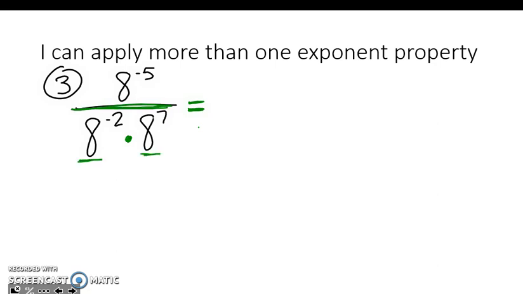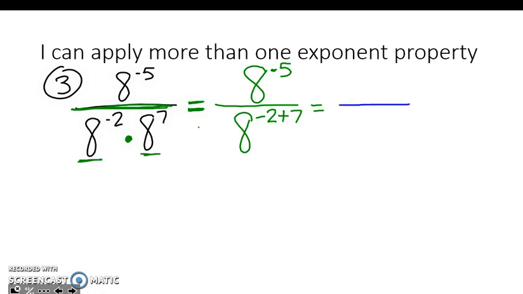And guys, the product rule is first, which means if they're being multiplied and only these bottom two 8s are being multiplied and they have the same base, can we add? So we're going to keep the base the same, take -2 plus 7, and bring over the -5 over here. Okay, so we get 8 to the 5th and 8 to the -5th.